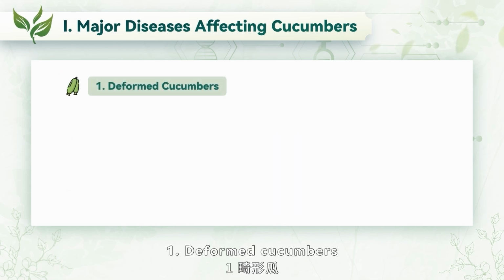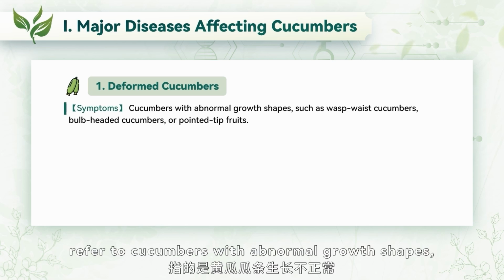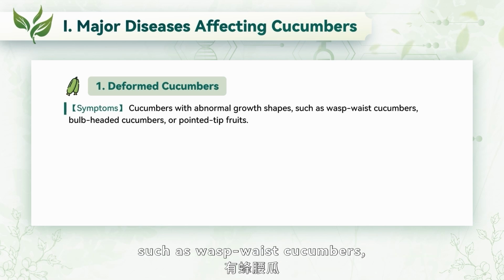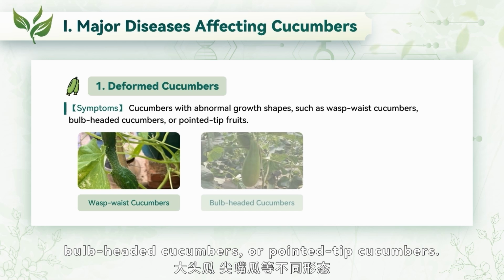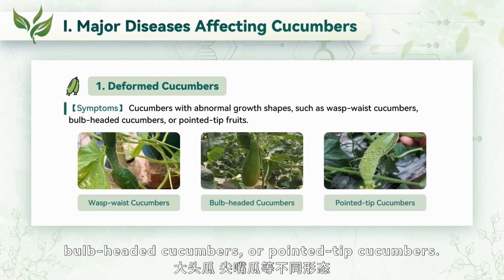1. Deformed cucumbers refer to cucumbers with abnormal growth shapes such as wasp-waist cucumbers, bulb-headed cucumbers, or pointed-tip cucumbers.